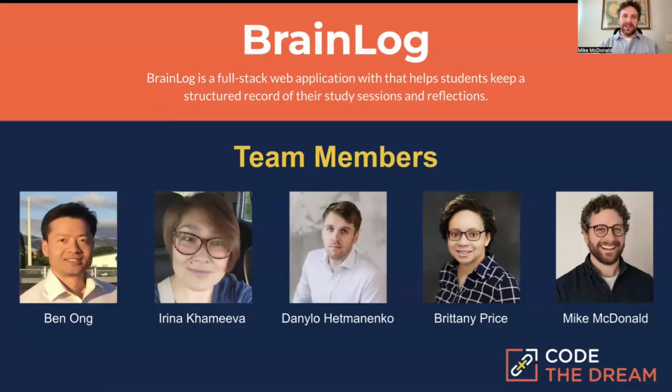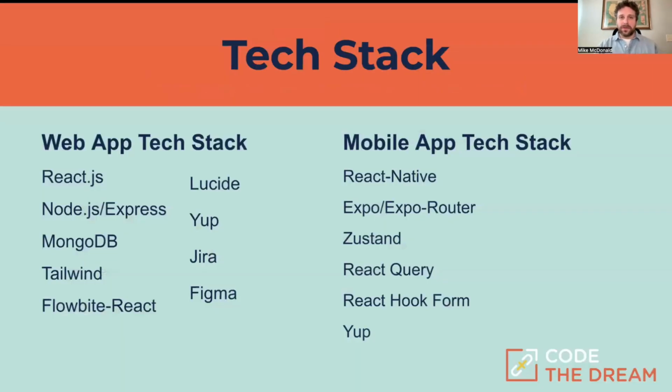We had five full stack developers on our team: Ben Ong, Irina Kamiva, Danilo Hetmanenko, Brittany Price, and myself, and we all worked on the front end as well as the back end. For the web app, we use React on the front end, Node Express on the back end, and MongoDB for our database. For styling, we use Tailwind, Flowbite React, and Lucide, as well as Yup for validation. And we became very familiar with Jira and Figma, working on a team and planning so much. There's also a mobile app tech stack, and we'll cover that shortly.